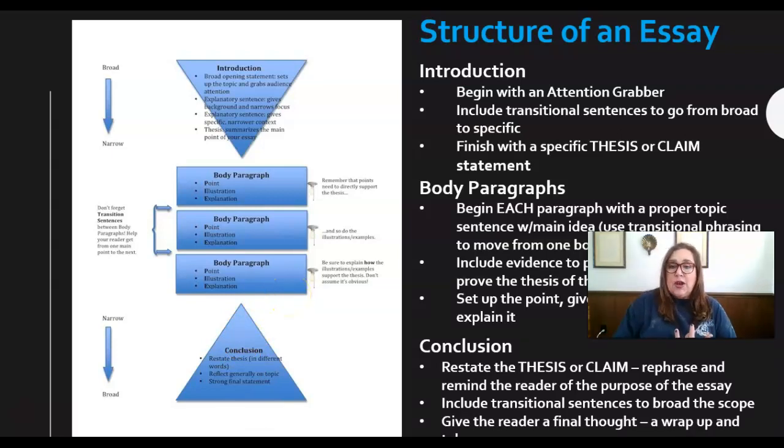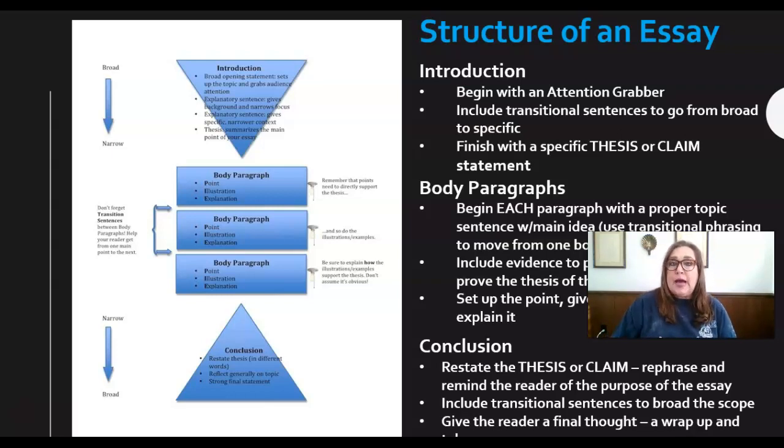Begin with an attention grabber, include transitional sentences, because you don't want to just have 2 sentences in your introduction. So start with an attention grabber, transition a little bit, have maybe 2 or 3 sentences in there, and then finish with a thesis. Sometimes we'll call it a claim in this class because we're doing argumentative writing most of the time, and we're looking at persuasive writing.